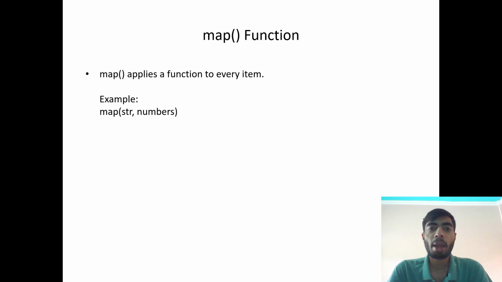Now let's understand the map function. The map function applies the same operation to every element of an iterable such as a list. For example, suppose we have a list of numbers and want to convert every number into a string. Instead of writing a loop, we can simply use the map function. The function is applied to every element automatically. This saves time and reduces the amount of code we need to write.